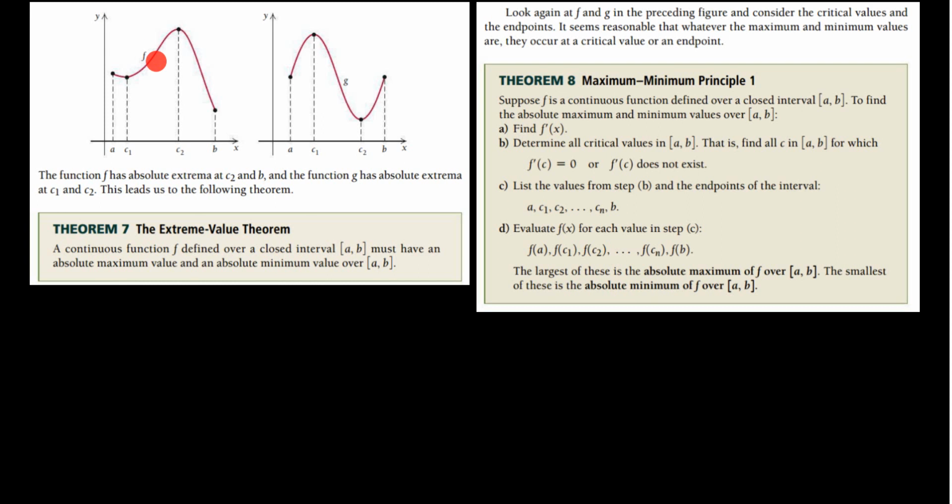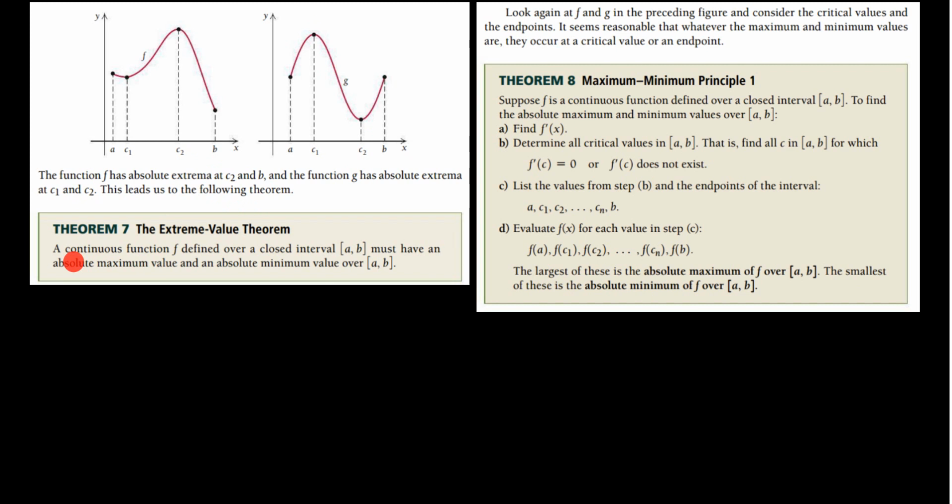And again, we have these named. This is f, this is g. And the function g has the absolute extrema at c1 and c2. So looking at c1, it is an absolute and relative maximum. And at c2 is an absolute and a relative minimum. This leads us to the following theorem.